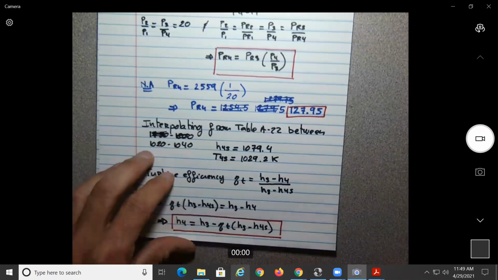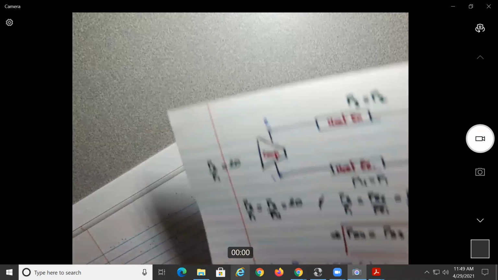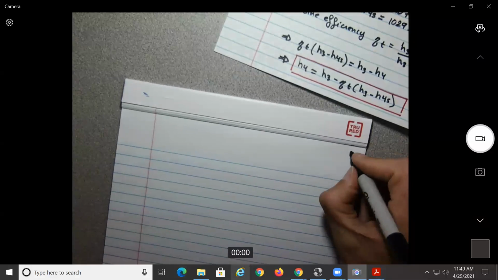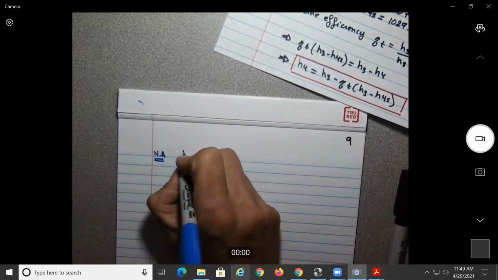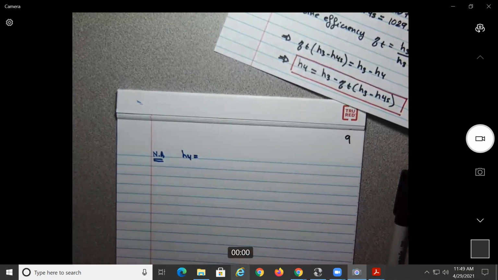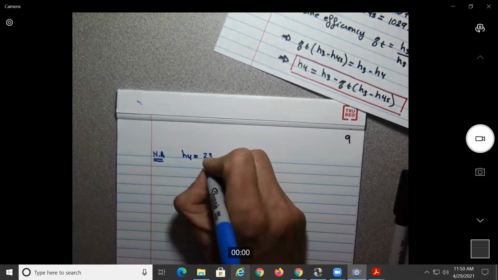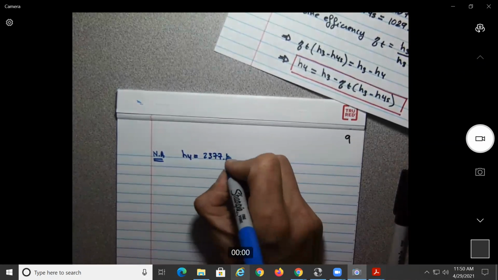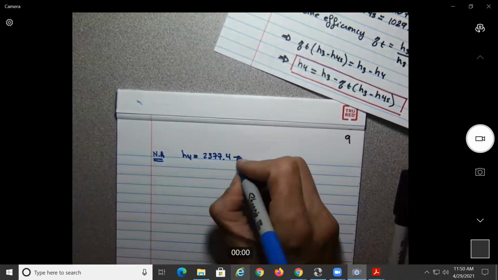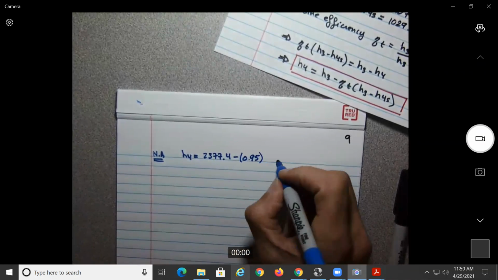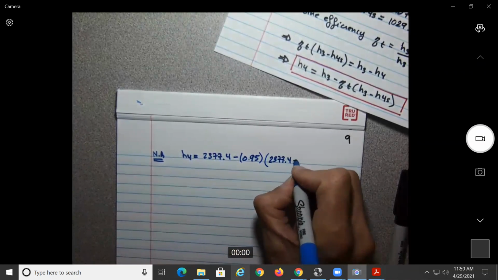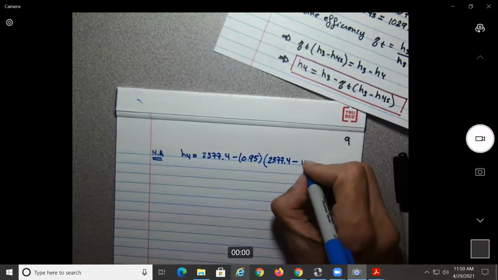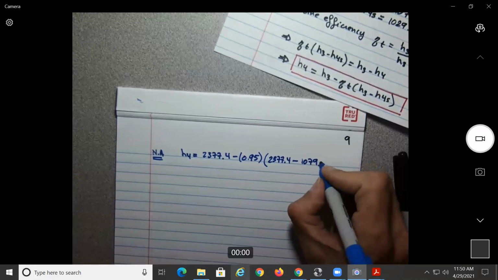So if we do the numerical application, let's see what we get. We'll get H4 equal to H3, which is 2,377.4, minus the efficiency of the turbine, that is 95%, so 0.95, times H3, 2,377.4, minus H4S, that we found to be equal to 1,079.4.